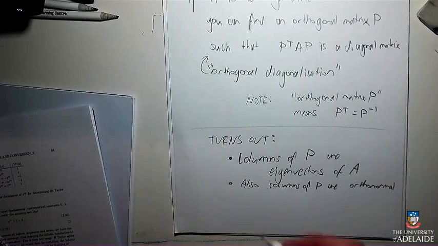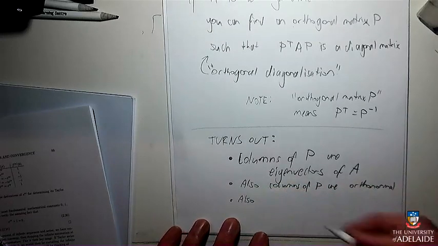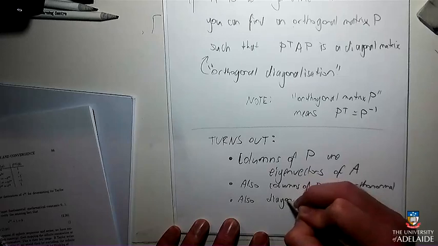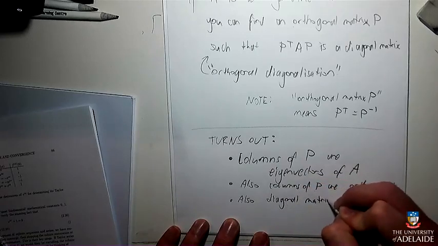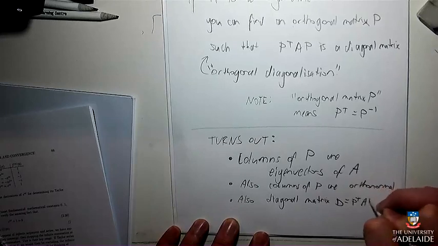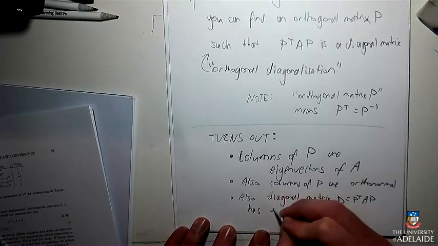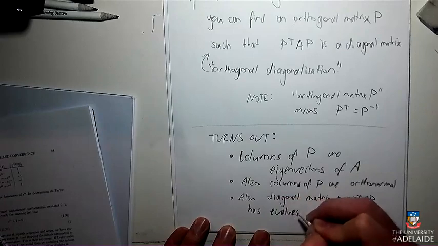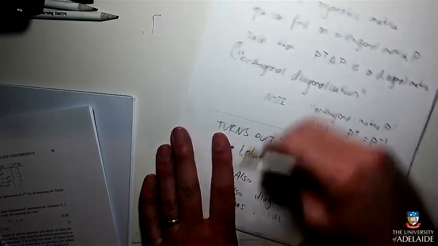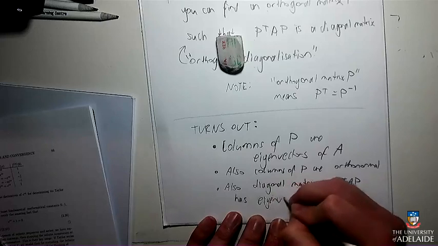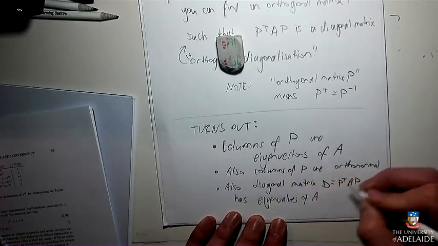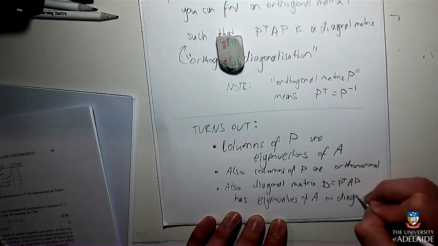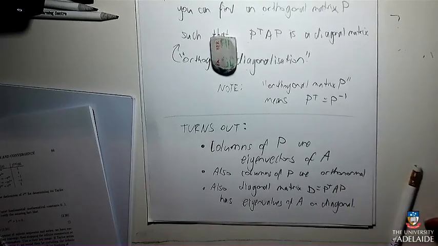And also, the diagonal matrix D, which is P transpose AP, has the eigenvalues of A on the diagonal, which is all pretty cool stuff, right? So what that means is that technically, if all you want to do is find out what the matrix D was, you wouldn't have to find P at all. You just need to find the eigenvalues.